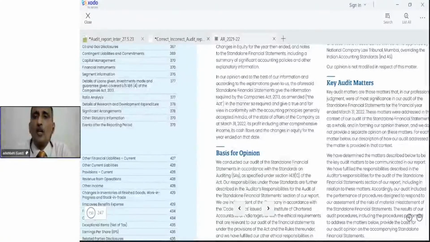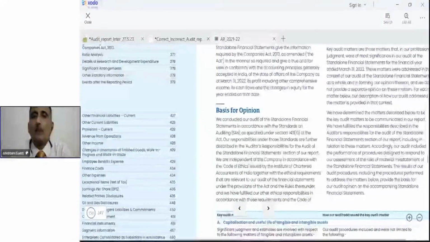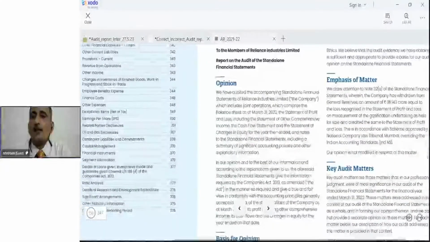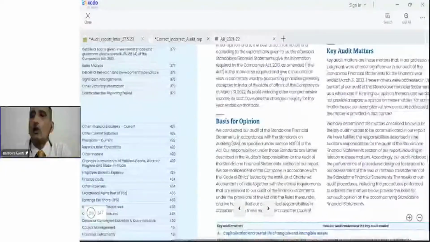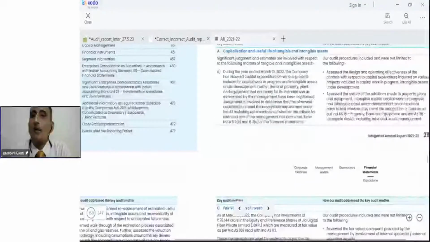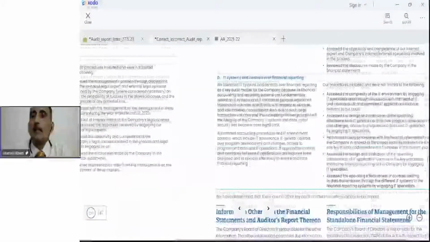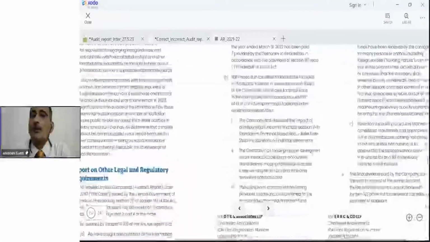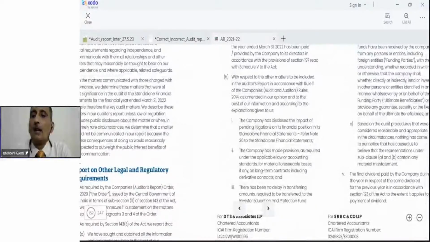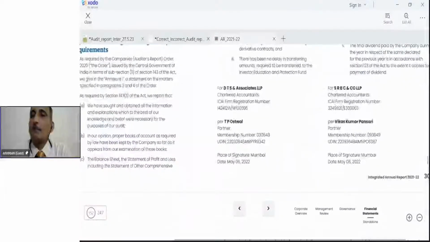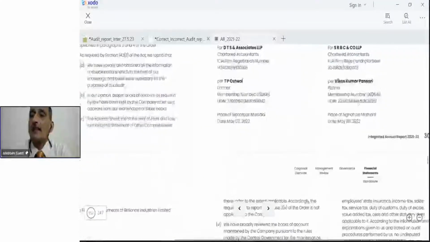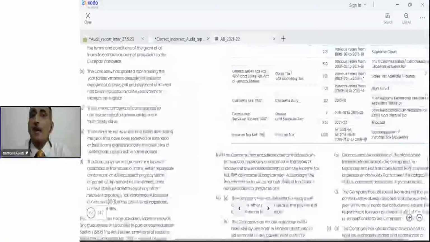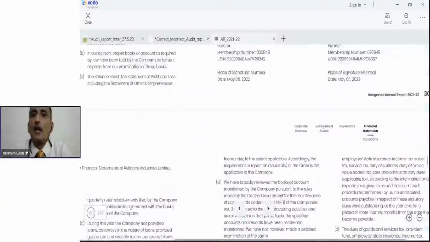You can check the audit report from the website of any company. Then there is emphasis of matter, key audit matters. So below are described key audit matters, 3-4 key audit matters. Then responsibility of management. Report on other legal and regulatory requirements. Then there is signing. Then there is place, date, UDIN number. All these things, and there are so many workings. This is the CARO report, CARO 2020 report.